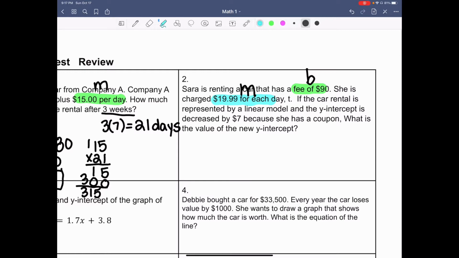Now, this is not a hard problem. The only thing that you're going to have to do is find the value of the Y-intercept. You don't need to plug anything in. You just have to make sure you identify the Y-intercept, which we did was 90. We're going to subtract that coupon. So her new total is $83. So that's my new Y-intercept.